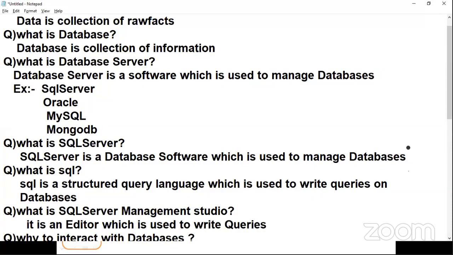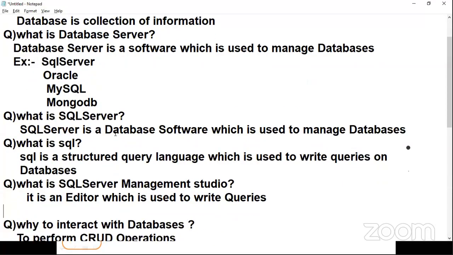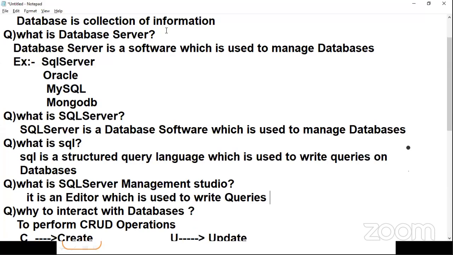Did you understand? If any developer directly wants to speak with databases, you have to write some queries. In order to write the queries, one editor is required. What is that? SQL Server Management Studio. Don't confuse these three things. People call this SSMS, SQL Server Management Studio.